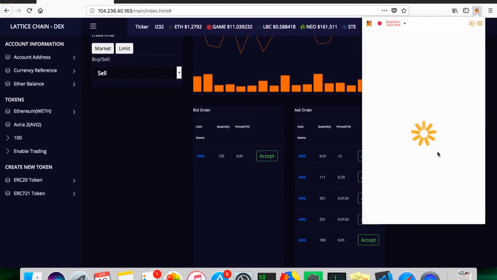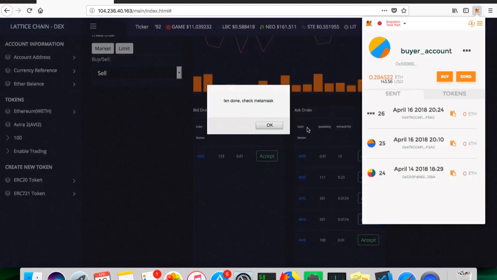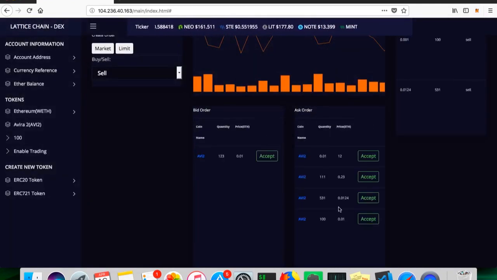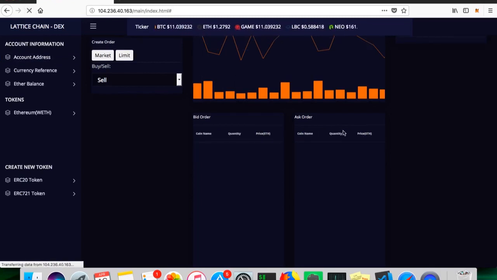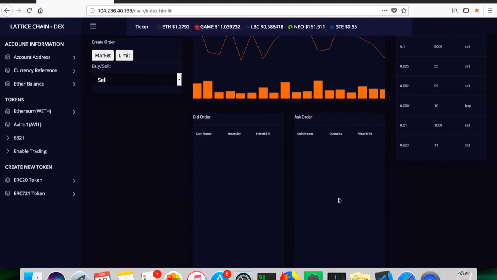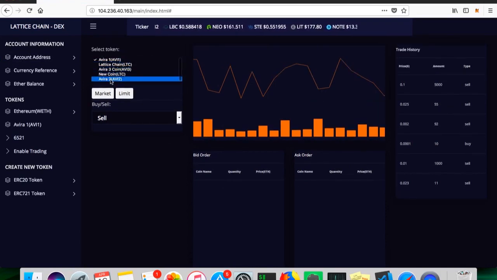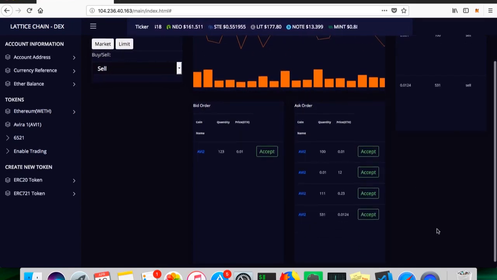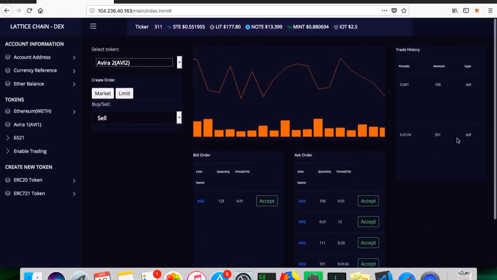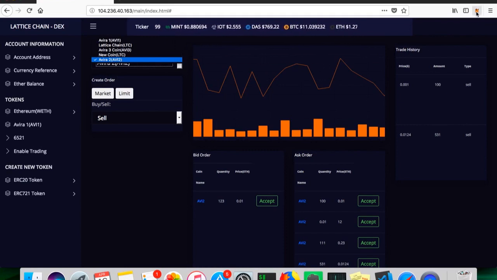So once we submit the request, we would be able to track that particular transaction in our MetaMask, and we would also be able to see that this particular order, 531 at 0.0124, would be sold, and we would also be able to see that particular order in the sell section. So that order has been sold successfully. Now coming back to this MetaMask, let's see how this thing works.